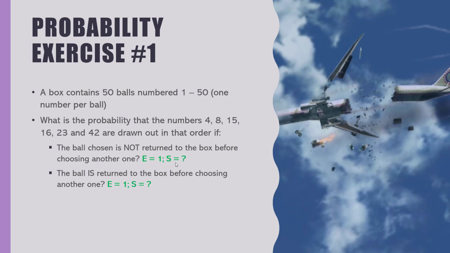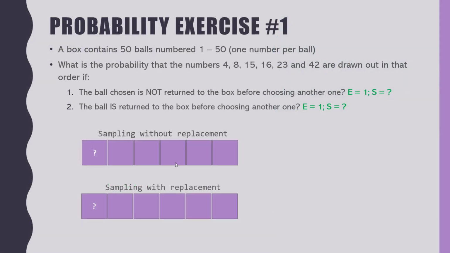What's the sample size on the first one? The first one is sampling without replacement is what you call that. And the second one is sampling with replacement. Do you see why those words are chosen, right? So the first option is there's 50 ways for both of them. What about the second scenario?